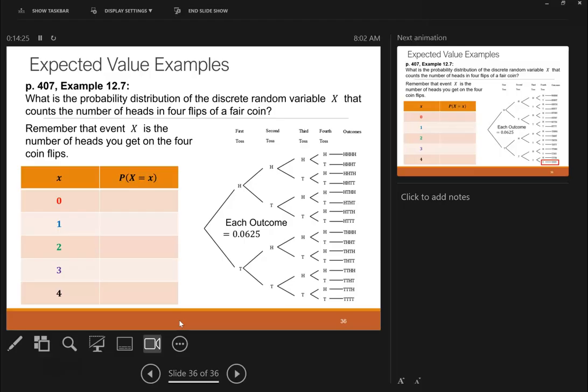All right, so I'm going to start building up my probability distribution. I've listed the 5 values that my random variable can take.